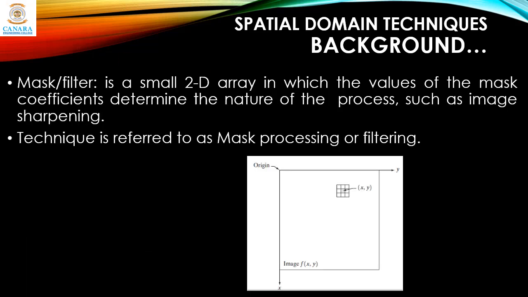So a mask or a filter is a small, say 3 cross 3 2D array, such as the one defined here, in which the values of the mask coefficients determine the nature of the process, such as image sharpening. Enhancement techniques based on this type of approach often are referred to as mask processing or filtering.